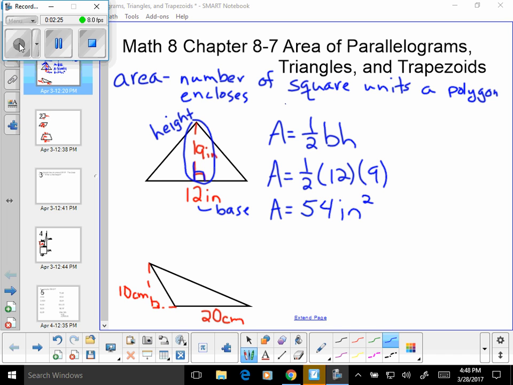Notice it says square units. Because I'm taking a length times a length, that means I have inches squared. It's kind of like taking n times n and getting n squared.